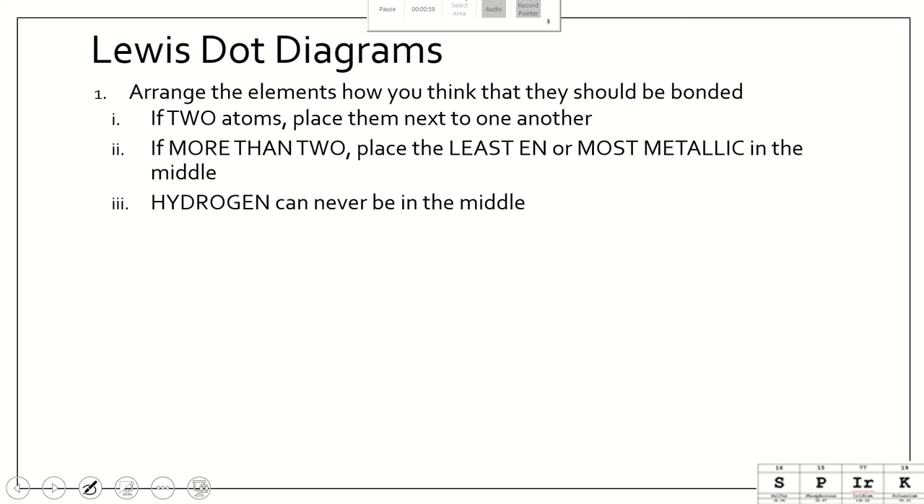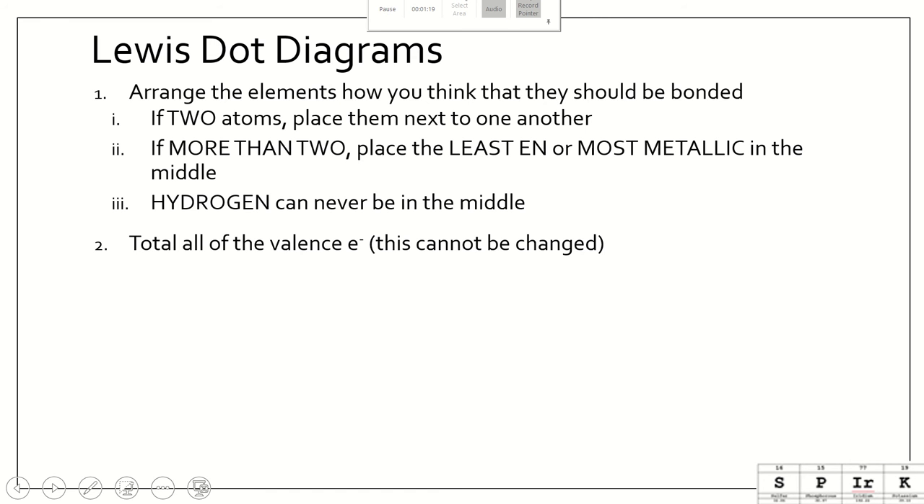Hydrogen can never be in the middle. The reason for this is, remember that hydrogen only has one valence electron, so it can only ever bond with something one time. So it will never, ever bond more than once. If you ever draw more than a single bond to a hydrogen, you've made a mistake.